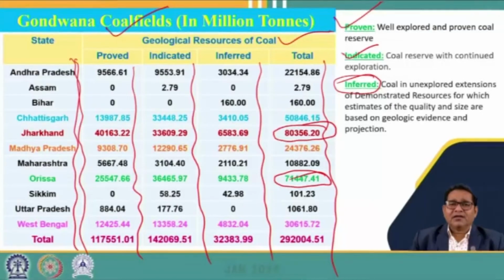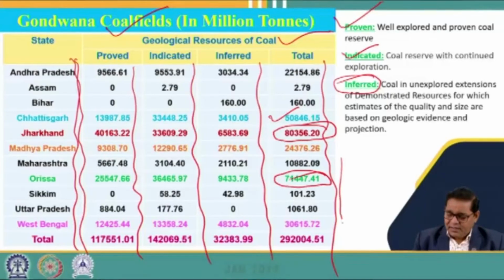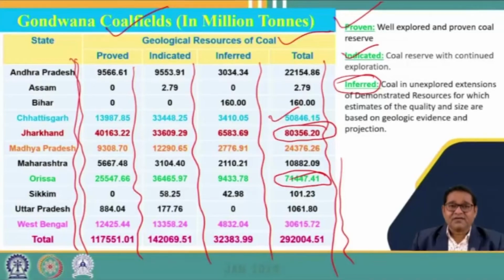Then in third place is Chhattisgarh, where there is approximately 50,846.15 million tons of coal reserve. And then it follows that Madhya Pradesh is the fourth largest state, having the Gondwana coal fields.